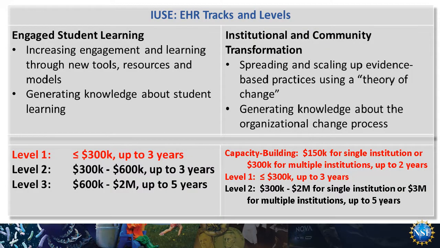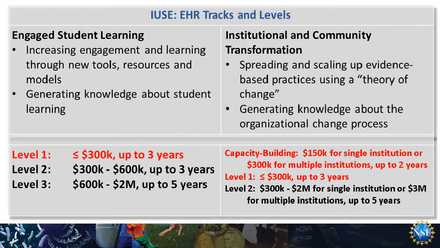As I mentioned, within these two tracks, we have a number of levels. And as a reminder, of course, Engaged Student Learning focuses on increasing engagement and learning through new tools, resources, and models, and hopes to generate knowledge about how students learn. Within this track, there are three levels. Level 1 features proposals that request amounts up to $300,000 for a duration of up to 3 years. Level 2 would be $300,000 to $600,000 for up to 3 years. And level 3 would be $600,000 to $2 million for a term of up to 5 years.